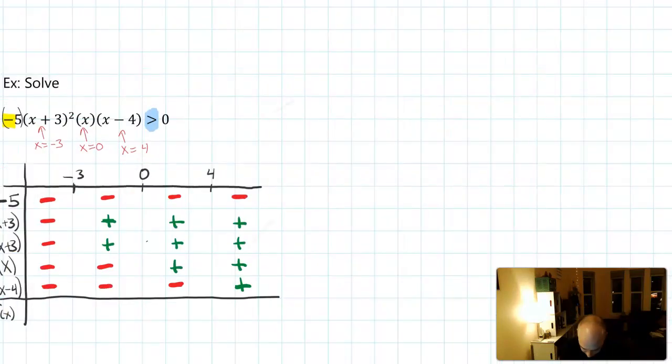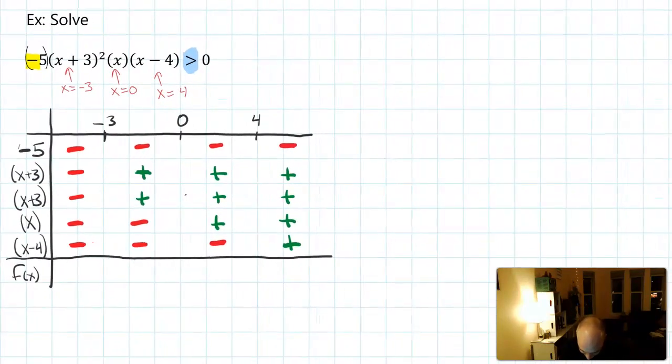Then we'll just go down and count up all the net signs. 5 negatives makes a negative. 3 negatives and 2 positives still makes a negative. A positive and 2 negatives, those 2 negatives will multiply to each other and you'll get a net positive. 3 positives and a negative make a negative. So we have a lot of negativity in this chart. The only really positive values are between 0 and 4.